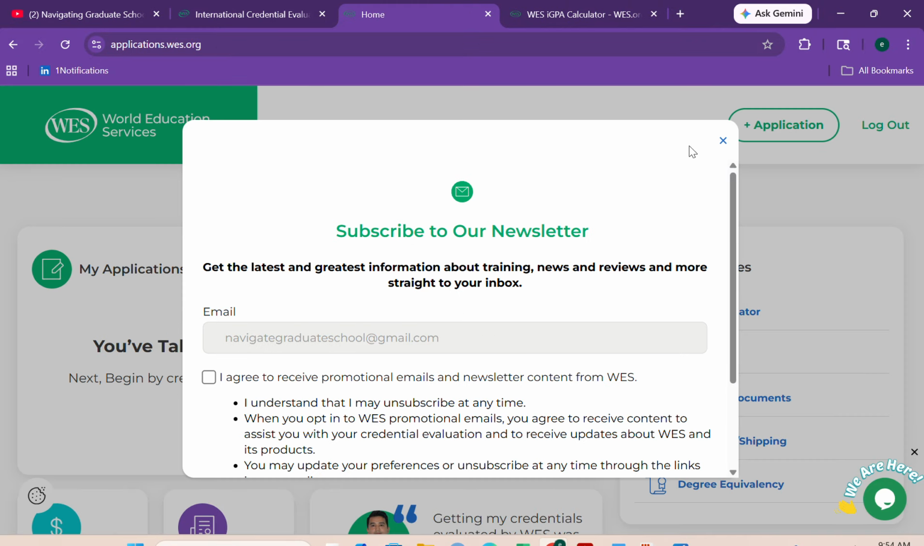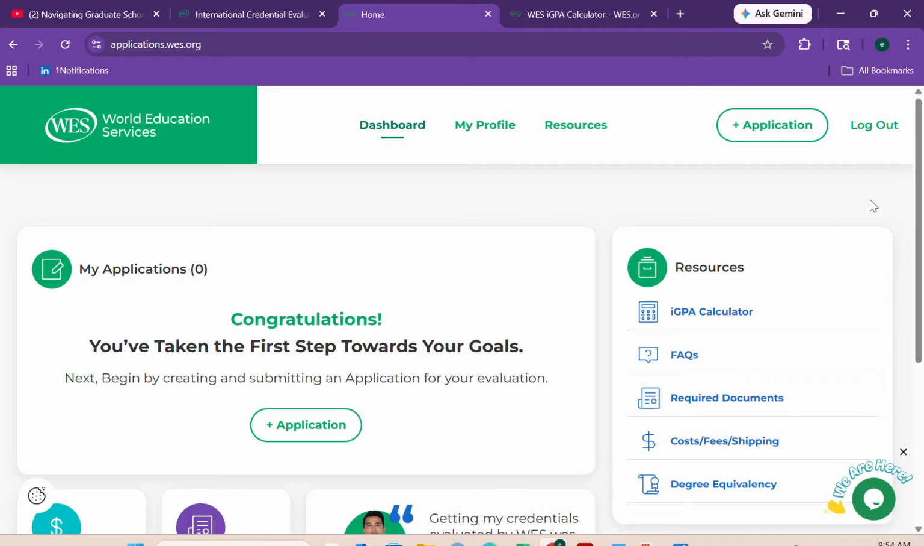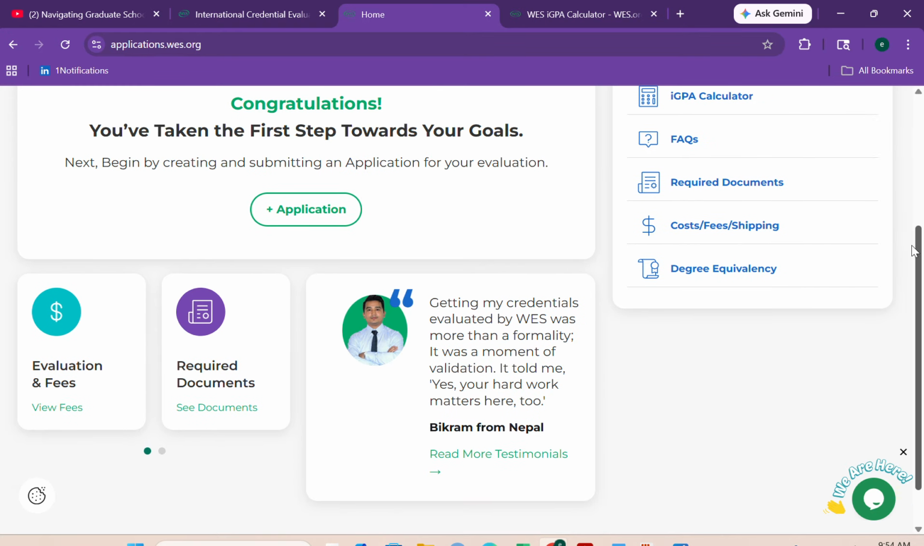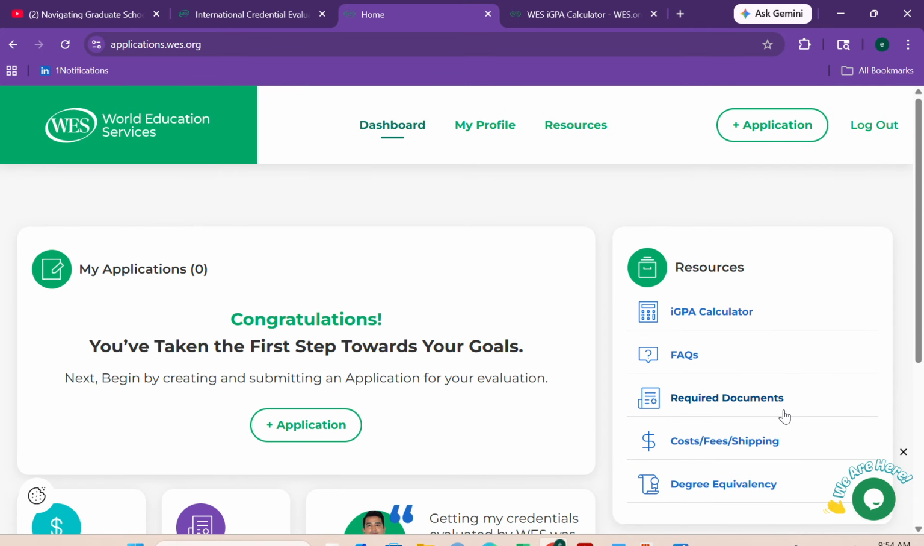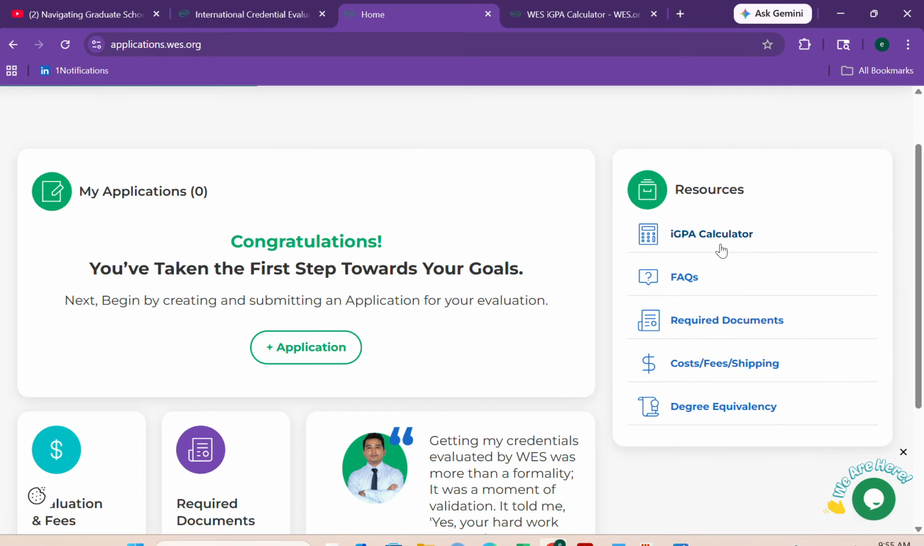So after I log in, now this is the update I'm talking about. WES have done an update here. Before you even start an application, if you look at the right-hand side here, they have a GPA calculator. You could use this calculator freely by entering every course that you have taken, let's say all your undergraduate courses, and then you could see the grade point in either the US standard or a Canadian standard. You can do that quickly through this site.